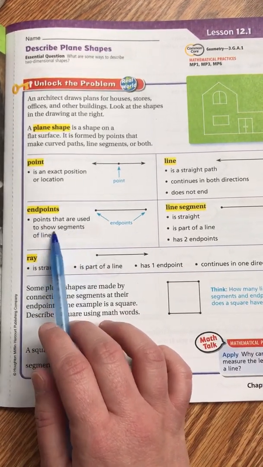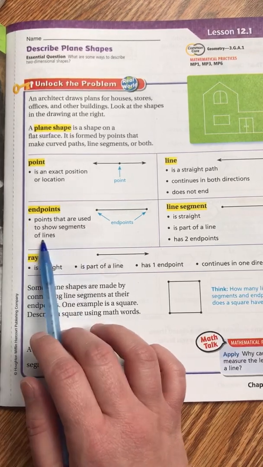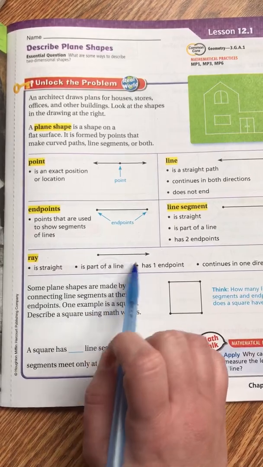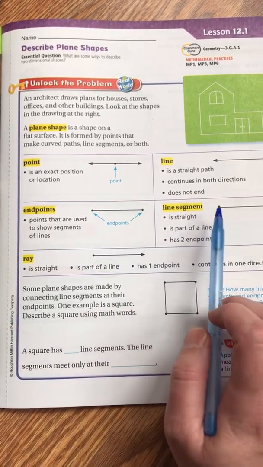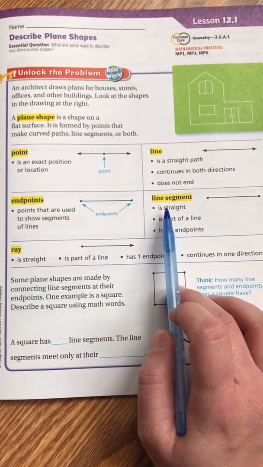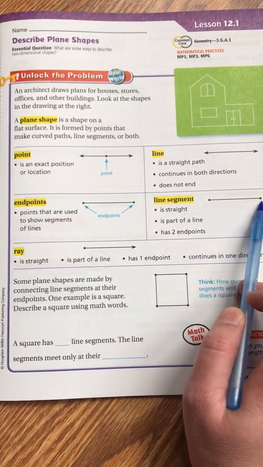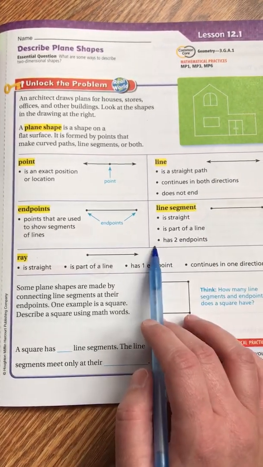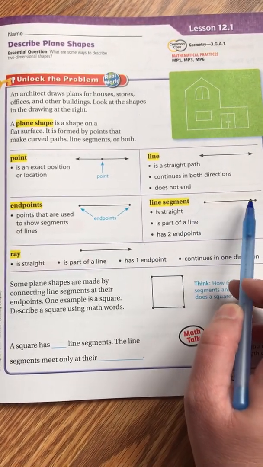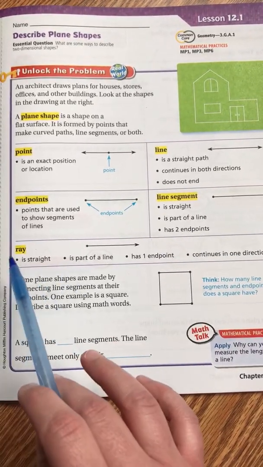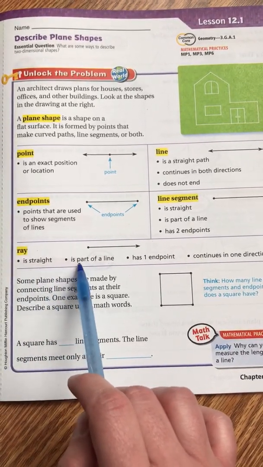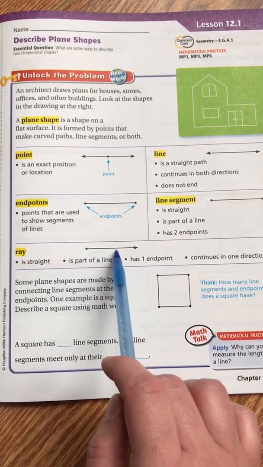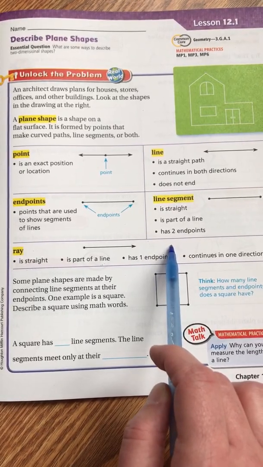Endpoints are points that are used to show segments of lines. So here's two endpoints. They're kind of like a point, okay? And then a line segment is straight. It is part of a line like this, except it has two endpoints, okay? And then we have rays. A ray is straight. It is part of a line. It has one endpoint, so there's the one endpoint, but then it's going to keep going in one direction.